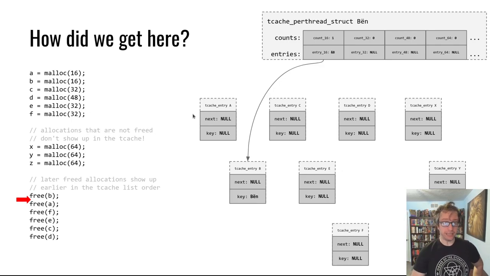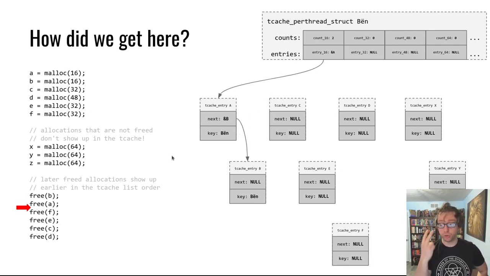But then we free A. What happens when we free A? Well, the count becomes two. Now there are two 16-byte allocations in the tcache. We change the pointer to A, and then we change the next pointer of A to B. The next pointer of B is null, because there is nothing after B. It was the first thing to get put in the cache. And all of them have this key pointer, which actually, I don't know why they call it the key, but it points back to the tcache per thread struct.